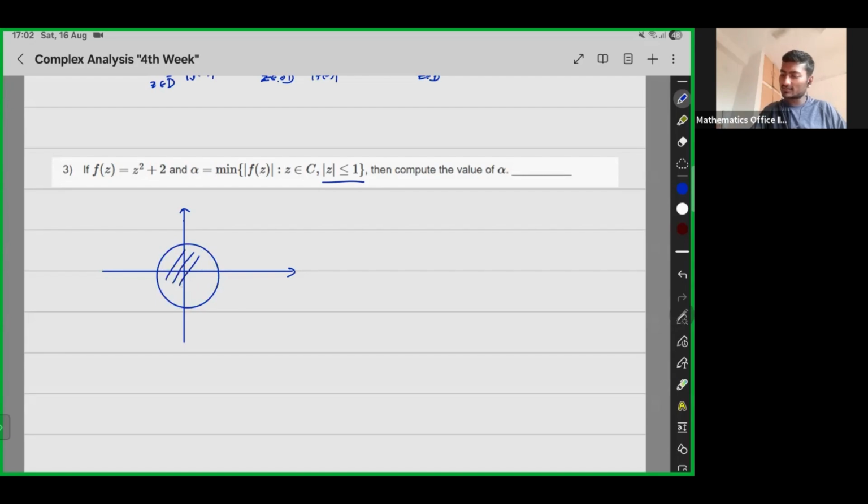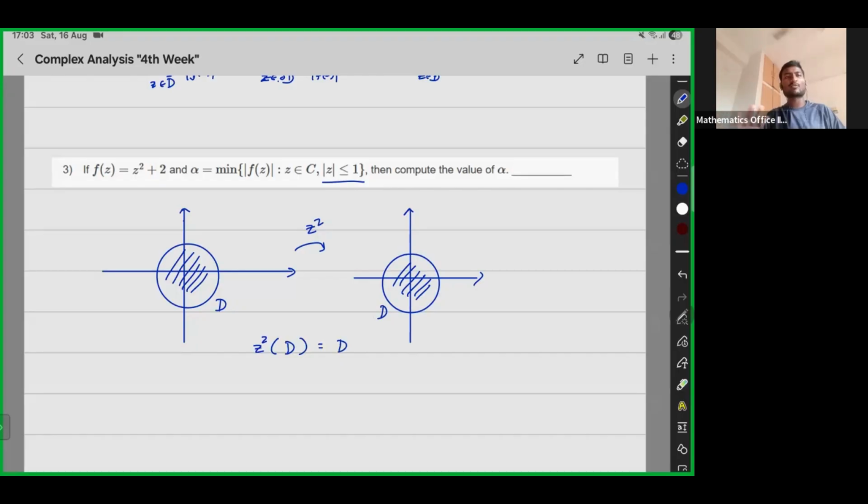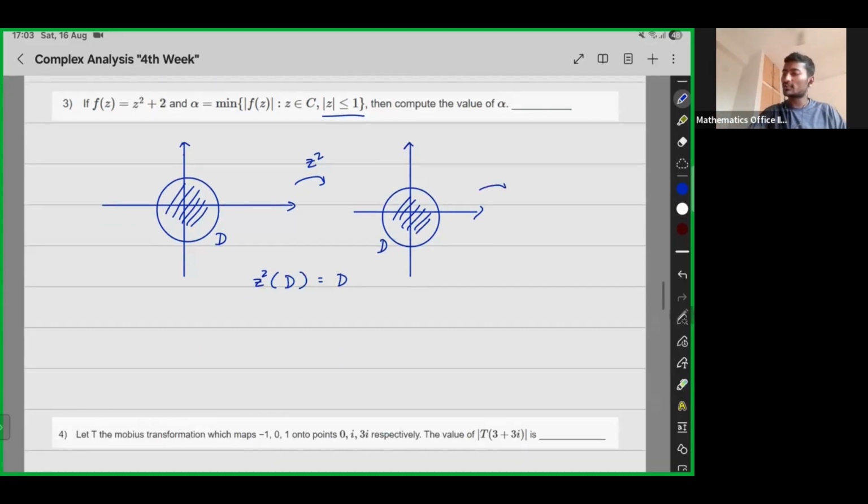So assume that it is the unit disk. When you apply z square, where does it go? It remains at the same place. So applying z square to D, the set is again D. There's no change. Fine. But when you add 2, so then you take plus 2.